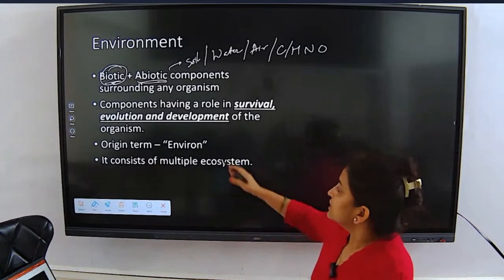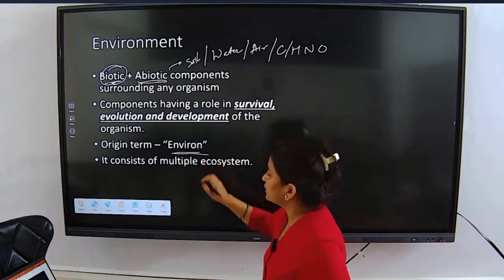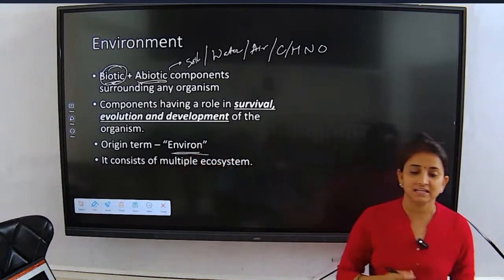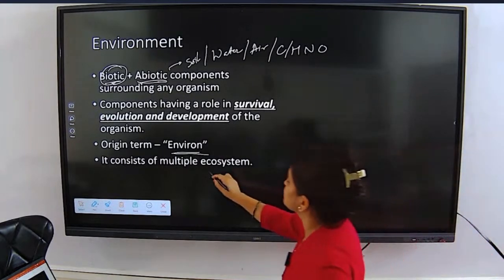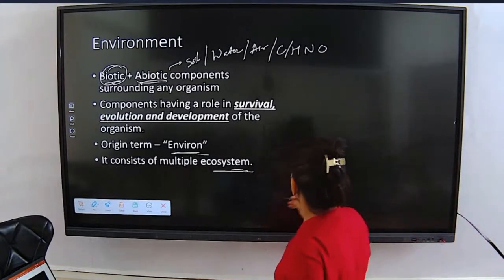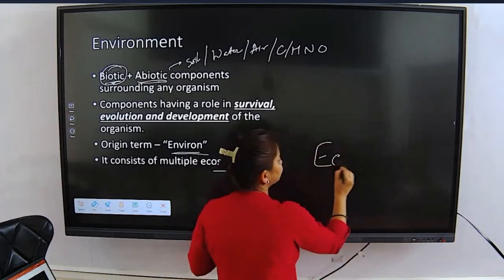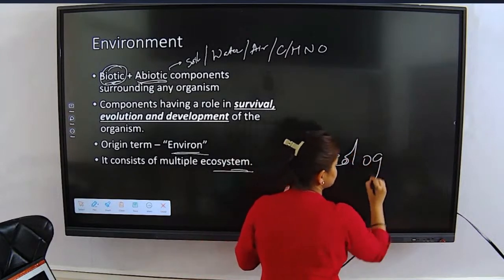And its core term is environ. Environ basically means anything that surrounds. Anything that surrounds an organism will be part of its environ. And it consists of multiple ecosystems. So what is ecosystem, that we will study in just a minute. But before that, do you know what this is?